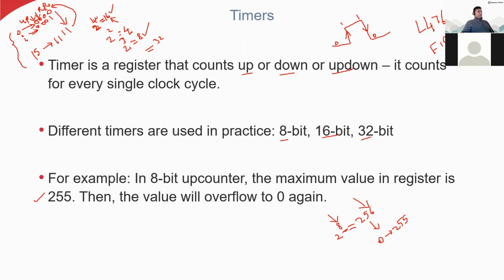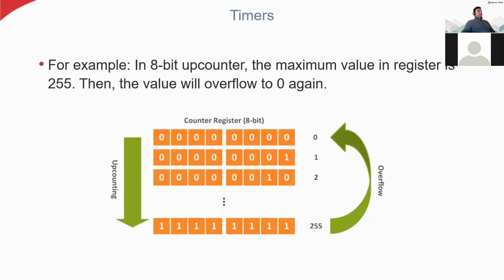Here we have seen the other way: 4 bits and then 16 levels of counting. Then the value will overflow to 0 again. After it reaches the maximum count of 255, it will go back to 0 again. It will start to count 0, 1, 2, 3, and so on up to 255. So for example, in the 8-bit up counter, the maximum value in the register is 255. It means all the 8 registers will have bit 1, 1, 1, 1, 1, 1, 1, and so on.